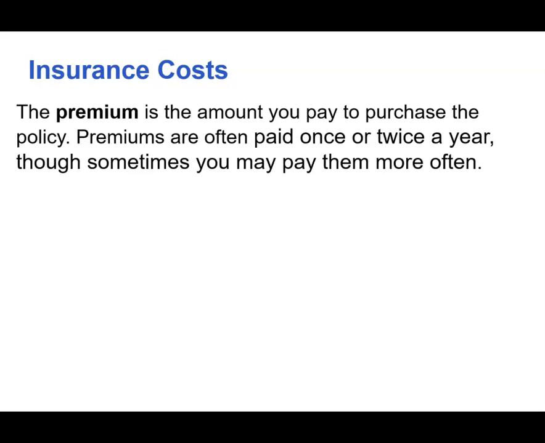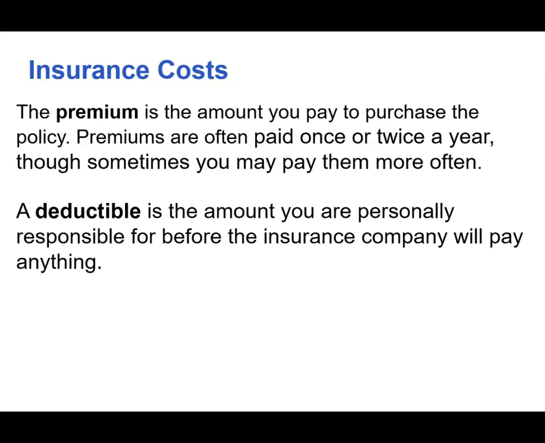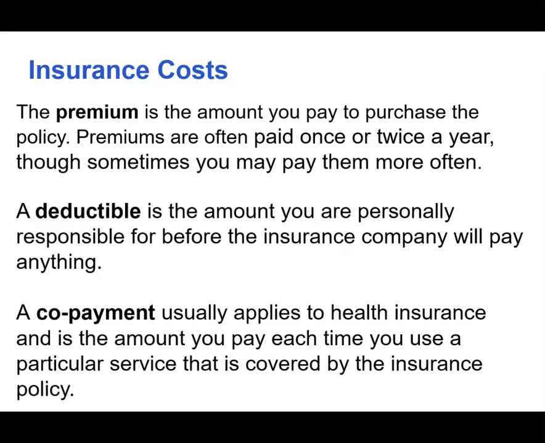Insurance costs. The premium is the amount you pay to purchase the policy. Premiums are often paid once or twice a year, though sometimes you may pay them more often. A deductible is the amount you are personally responsible for before the insurance company will pay anything. A copayment usually applies to health insurance as the amount you pay each time you use a particular service that is covered by the insurance policy.